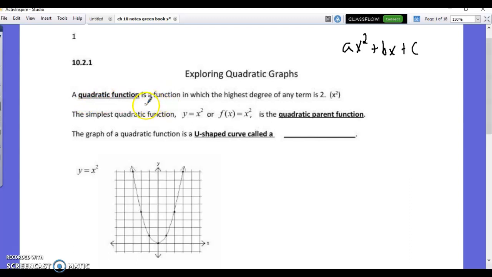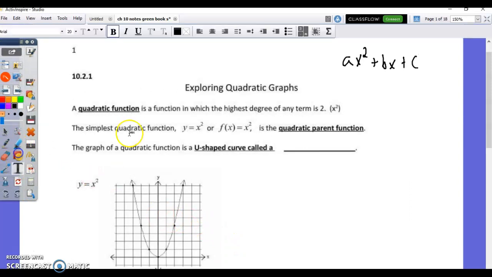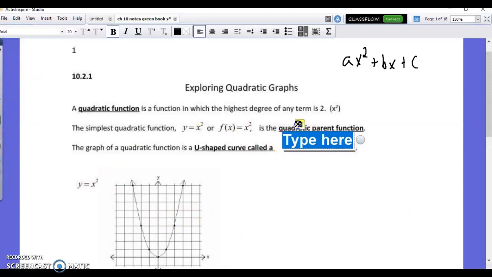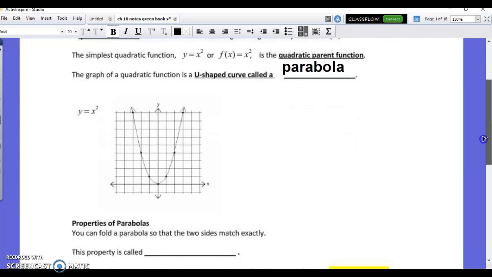So a quadratic function, just not to get ahead of ourselves, is a function in which the highest degree of any term is 2, meaning something x squared. So we've talked about these before. The simplest quadratic function, or the parent function as it's known, is y equals x squared, and that's what's listed right here. The graph of a quadratic function is a U-curved graph, so they're all going to be in this type of shape, either a right side up U or an upside down U. The name of this U-shaped graph is called a parabola. P-A-R-A-B-O-L-A. So as you hear me referring to that, it's just the shape of that actual graph.